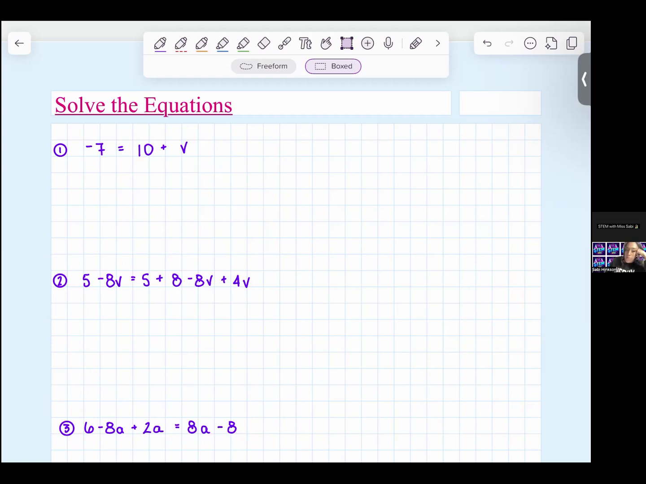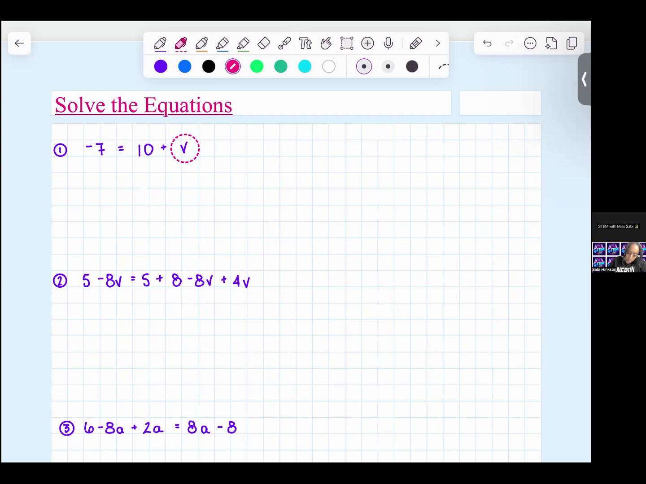So the first one. When we solve equations, what we are trying to do is isolate the variable, right? We're trying to get this alone because we want to know what that is equal to. So essentially, we want to move things away from it. We want to have it all by itself.